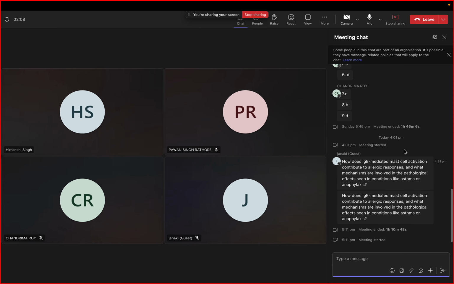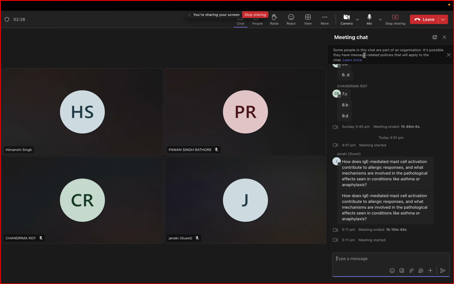How does IgE mediated mast cell activation contribute to allergic responses, and what mechanisms are involved in the pathological effects seen in conditions like asthma or anaphylaxis? How does IgE mediated mast cell activation contribute? Okay, it's the same question.